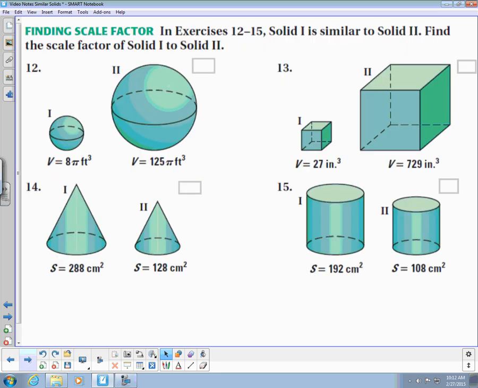All right, so here we have a few questions. In the exercise, it says, solid 1 is similar to solid 2, so knowing that they're similar helps. And it says, what is the scale factor? So volume is in cubic units. So if I look at this volume ratio, this is 8 pi over 125 pi. Now the pi's cancel, so I'm left with 8 over 125. Now volume is cubic units, and I want the scale factor, which is just units.